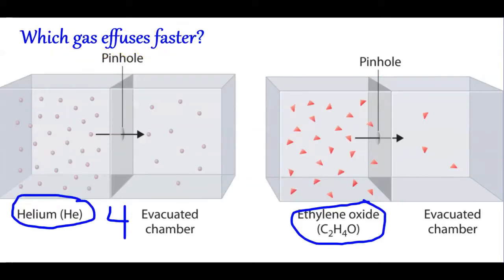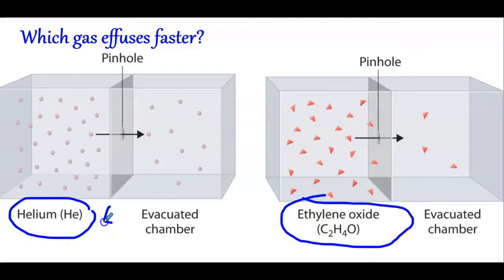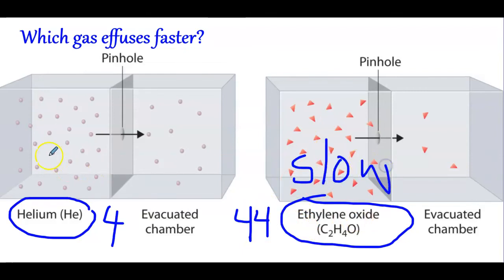Which gas effuses faster? We have helium versus ethylene oxide. Helium has a mass of 4, and ethylene oxide has a mass of 44, which is way heavier. So that means that this is going to move slower, and this is going to move way faster. So you just need the mass from the periodic table to know.